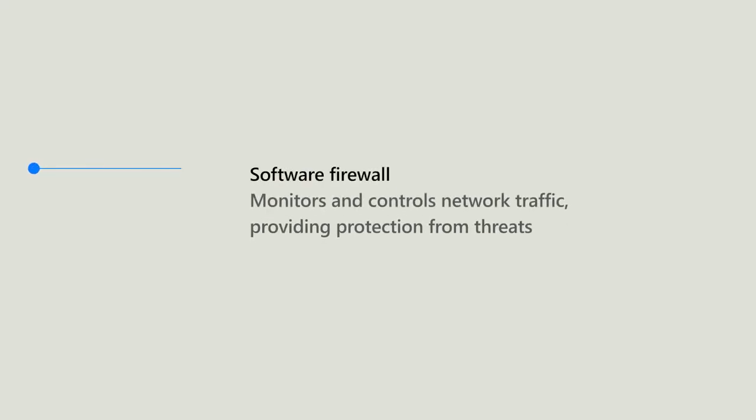So let's begin by defining what exactly a software firewall is. A software firewall is a security program that monitors and controls incoming and outgoing network traffic. Its primary purpose is to act as a barrier between a computer and potential threats, such as unauthorized access or malicious software. A computing system can have multiple firewalls working together.